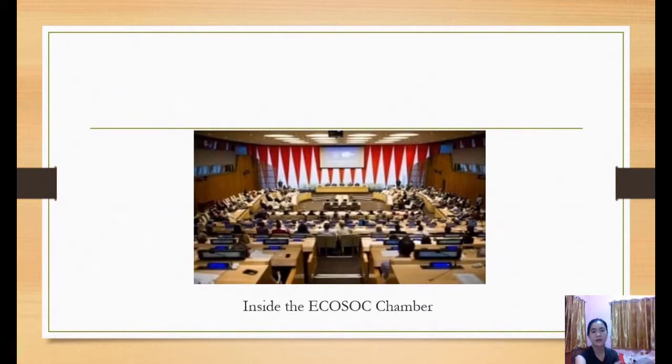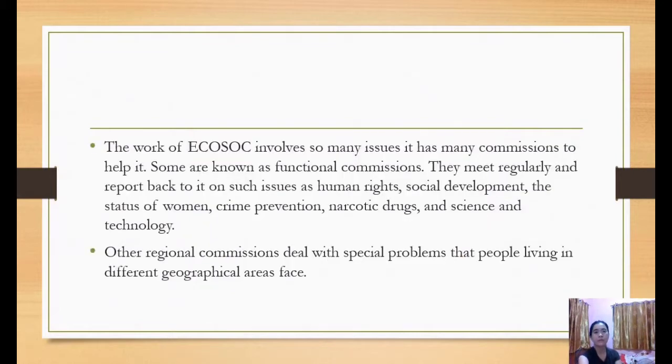So, here is the inside of the ECOSOC chamber. The work of ECOSOC involves so many issues, it has many commissions to help it. Some are known as functional commissions. They meet regularly and report back to it on such issues as human rights, social development, the status of women, crime prevention, narcotic drugs, and science and technology. Other regional commissions deal with special problems that people living in different geographical areas face.